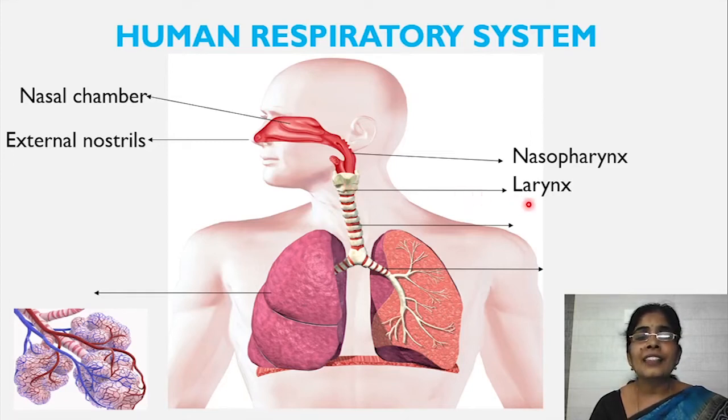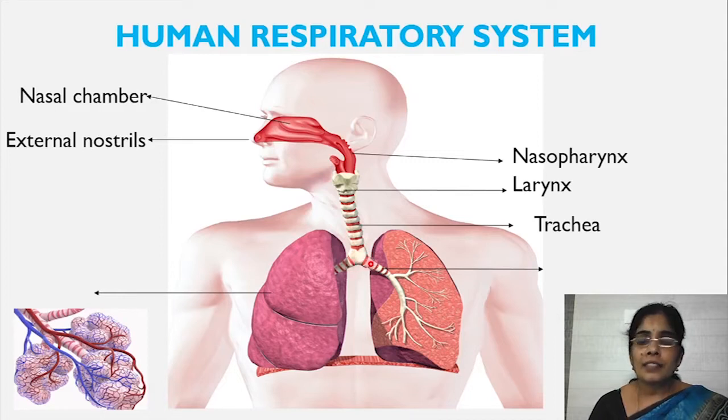This larynx is the voice box. The vocal cords present inside the larynx help in the production of sound. Larynx is supported by 9 cartilages. And this larynx leads into a straight tube known as the trachea, which is supported by C-shaped cartilaginous rings.